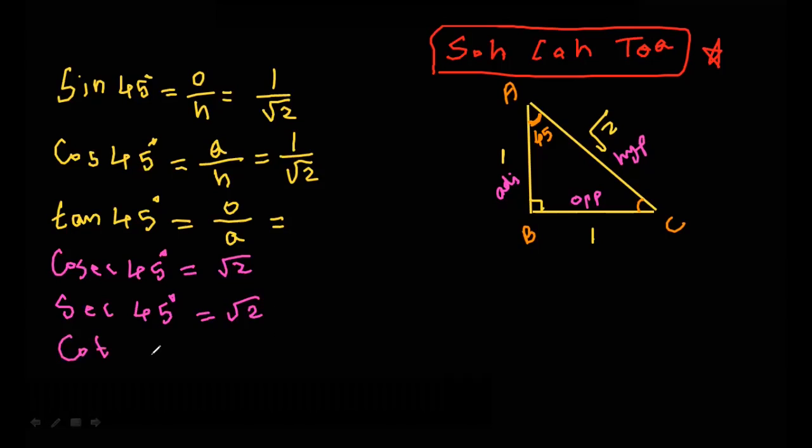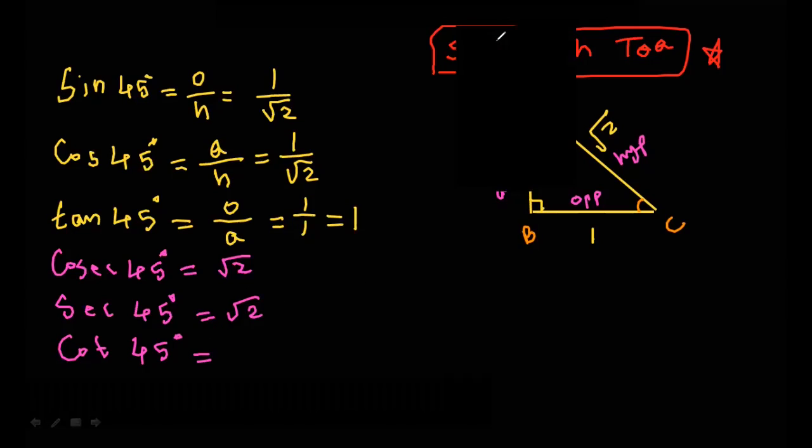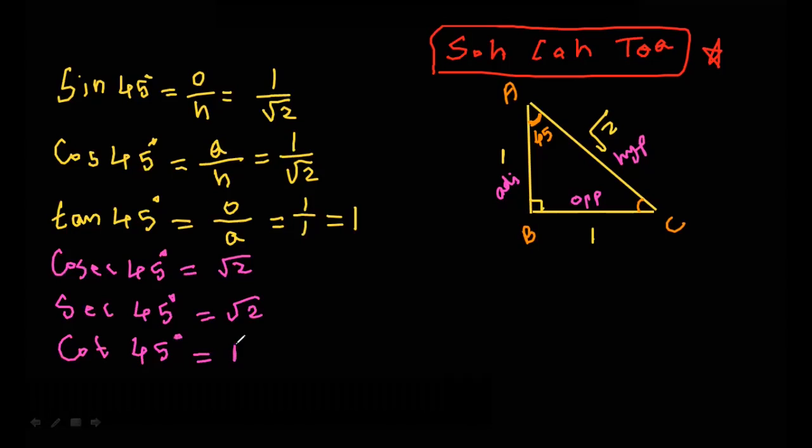Similarly, the reciprocal of tan 45 is cot 45 degree. Tan is what? Opposite side by adjacent. What is opposite here? 1. Adjacent side is 1. So 1 by 1, that is equal to 1. So the reciprocal of 1 is also 1. So we got cot 45 equal to 1.